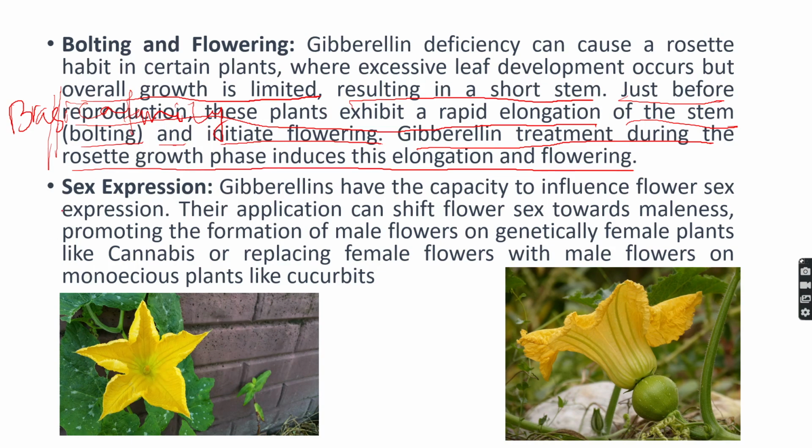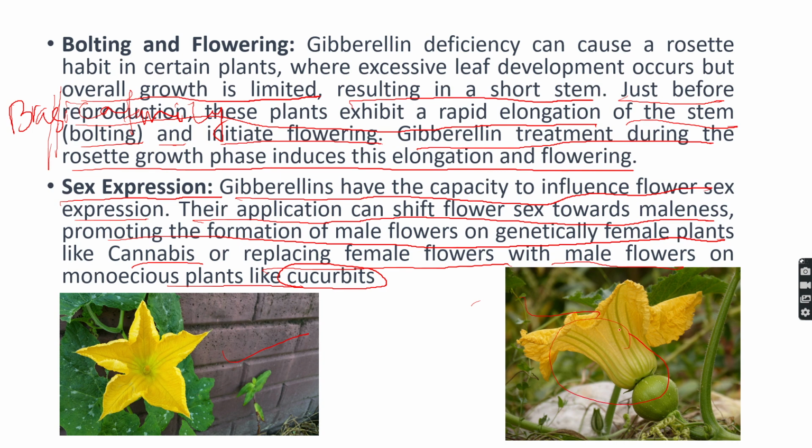Another important role is sex expression. Gibberellin has the capacity to influence flower sex expression. Its application can shift flower sex towards maleness, promoting the formation of male flowers on genetically female plants like cannabis, and replacing female flowers with male flowers on monoecious plants like cucurbits. This is very important. These are the flowers of cucurbits. The female flower looks like this, and these are the male flowers. So it is enhancing the male flowers and reducing the female flower numbers.